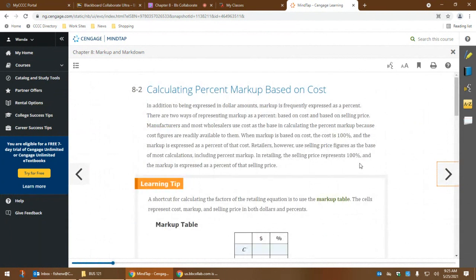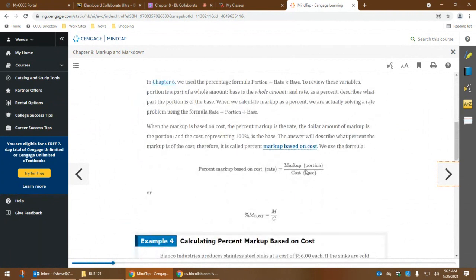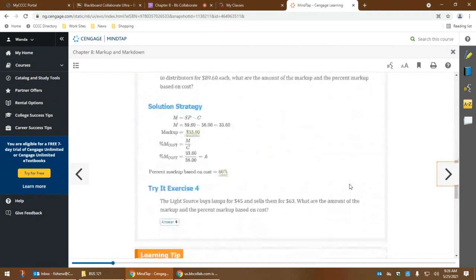All right, we can also calculate percent markup based on cost. So what was the percent markup? This formula again is on that formula page in the back. Percent markup based on cost is whatever the markup was divided by the cost. This is that initial formula we saw in the beginning of the class. Rate equals portion divided by base. We're going to use this formula so many times and it pertains to so many different things. So percent markup based on cost is markup, the portion, divided by the cost.